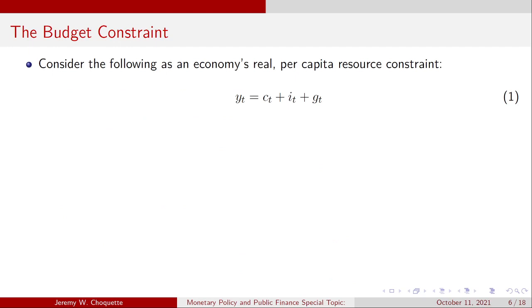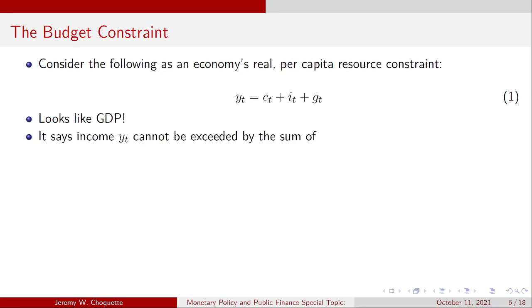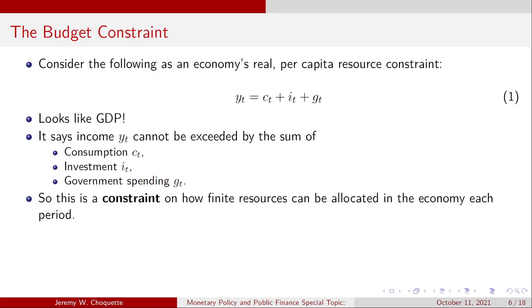Consider the following as an economy's real per capita resource constraint. It's Y equals C plus I plus G, right? So what you know is GDP, and in a lot of advanced macroeconomic business cycle models, it's also treated as a resource constraint because there's the whole constrained optimization. We're trying to maximize utility subject to constraints. Same thing is going on here. We just need some kind of a constraint. What this does is tie output or income with the sum of consumption, investment, and government spending. So output or income, Y, can't be exceeded by the sum of consumption, investment, and government spending.